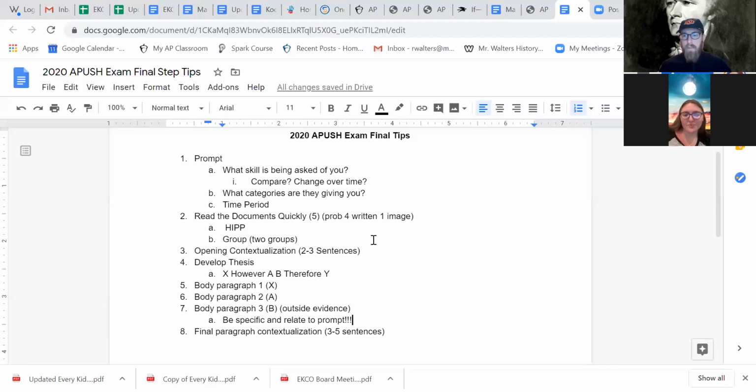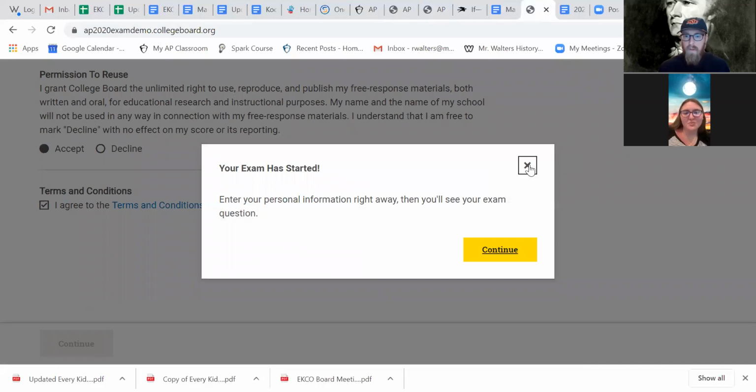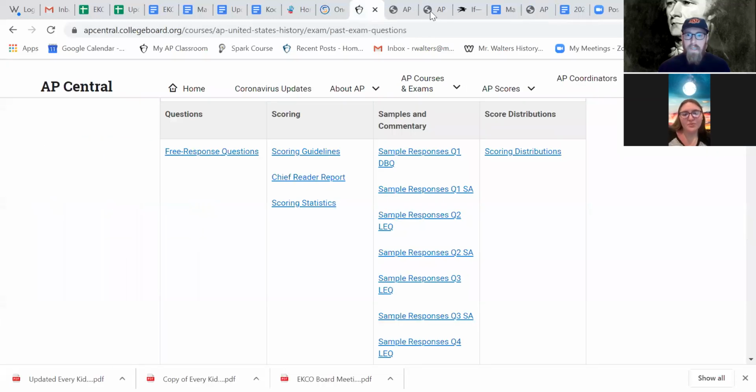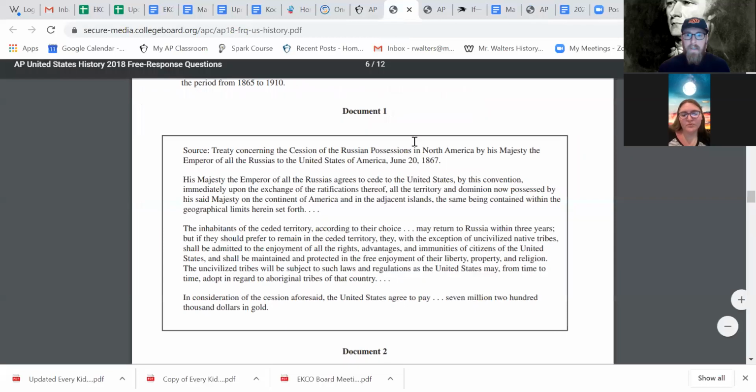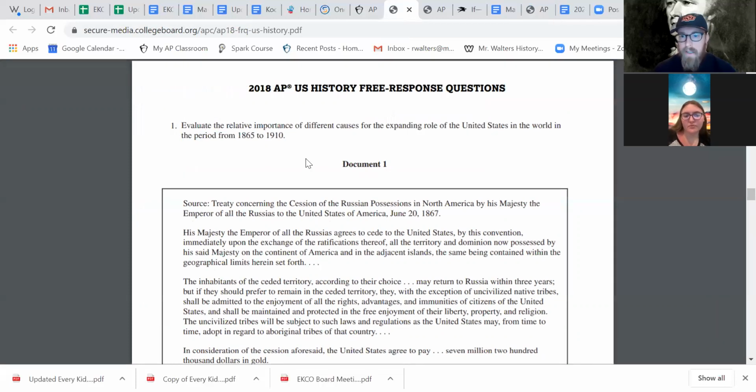First thing that you want to do, remember, you're going to start with contextualization. So the one we're going to do today is from 2018. So here is the prompt. Evaluate the relative importance of different causes for the expanding role of the United States in the world in the period 1865 to 1910. So the relative importance of different causes for the expanding role of the United States.